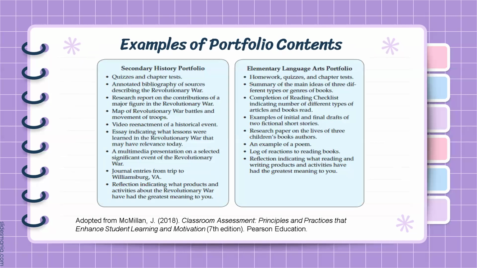And these are examples of portfolio contents adopted from Macmillan 2018. On the left side, we have the secondary history portfolio, which includes the quizzes and chapter tests, the annotated bibliography of sources, the research reports, the map of Revolutionary War battles, the video reenactment of the historical event, the essays, the multimedia presentations, the journal entries, and the reflection.